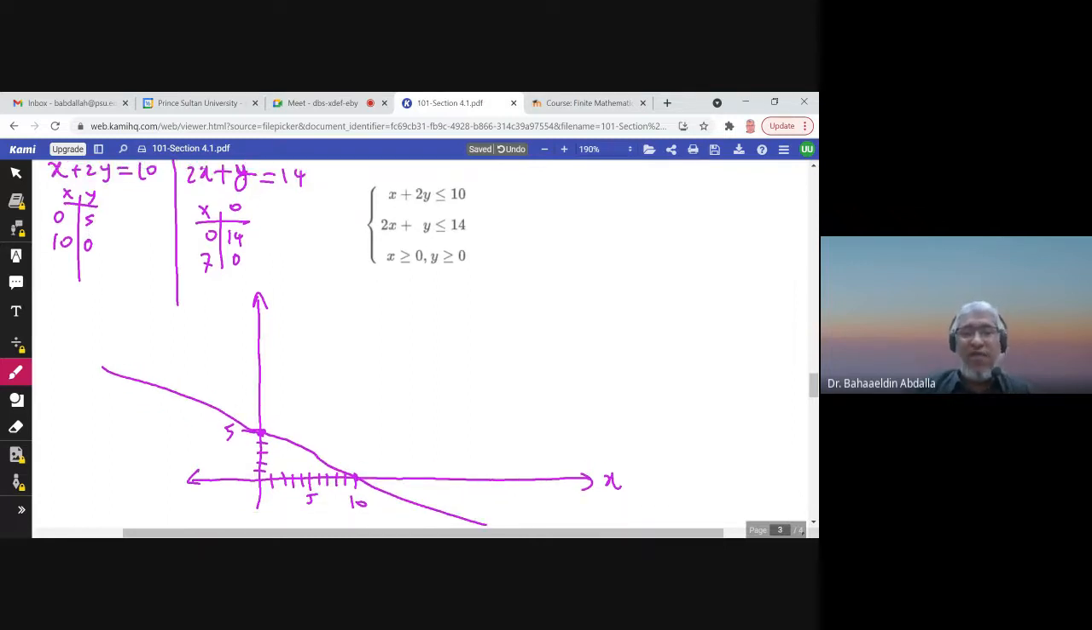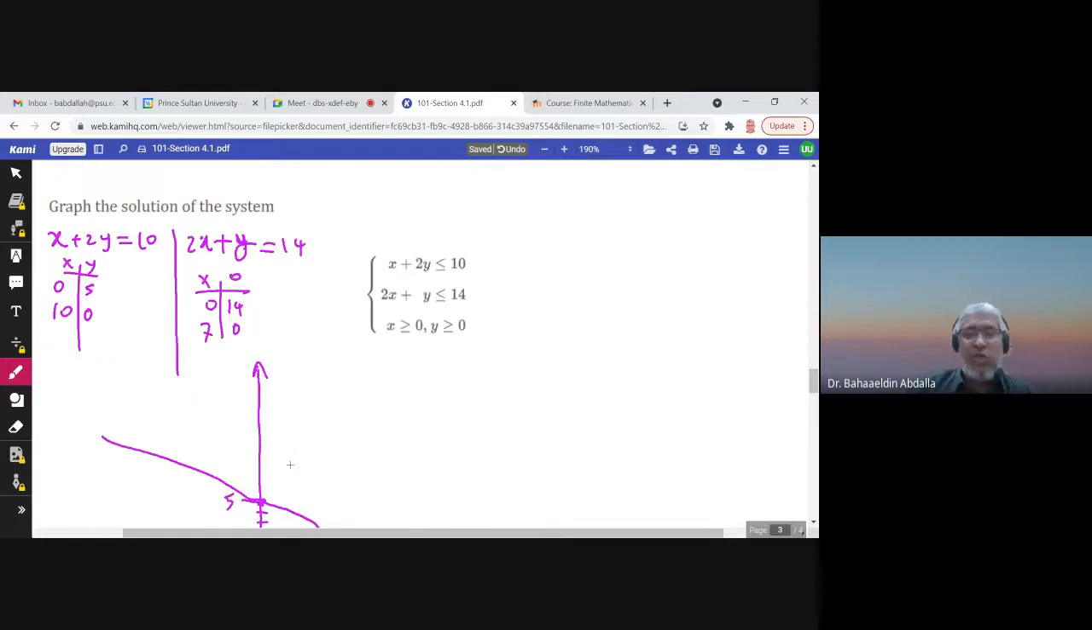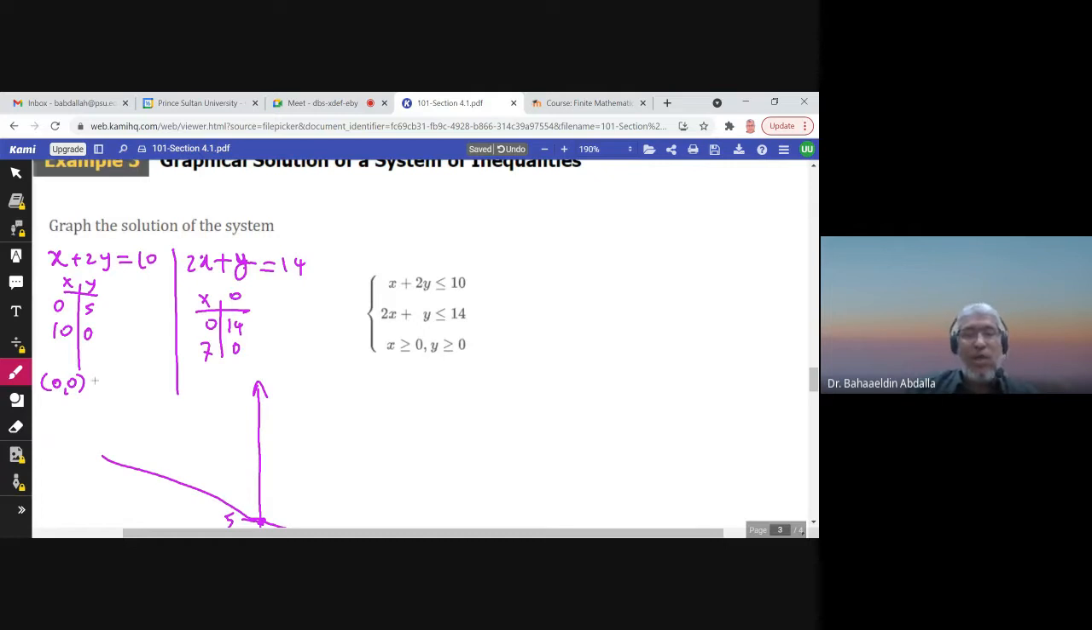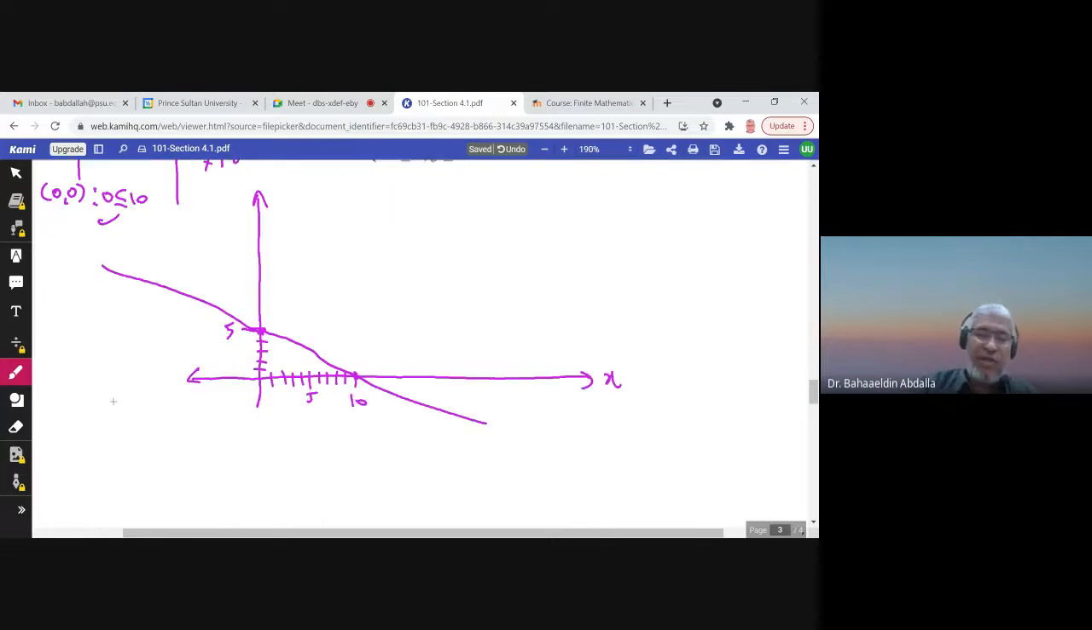Now, which half is the graph of the first inequality? Let me choose the point 0, 0, because 0, 0 is not on the line. If it is on the line, I will have to choose another point. So 0 plus 2 times 0 is 0, and 0 is less than or equal to 10. That's correct. So the solution of the first inequality is this region, this half.